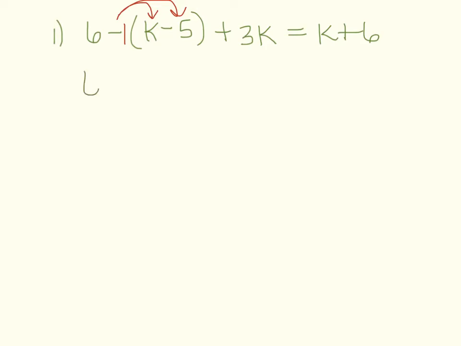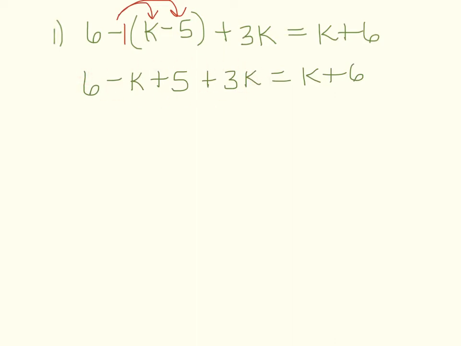So it becomes 6. Negative 1 times k is negative k. Negative 1 times negative 5 is positive 5. And then I carry down the rest of the problem. Plus 3k equals k plus 6. There are no fractions, so I don't need to worry about fractions. Step 2 says, put your like terms together. Well, I'm going to start with everything on this side of the equal sign. So I'm just going to focus on this side of the equal sign.